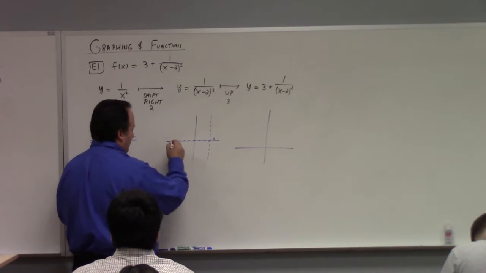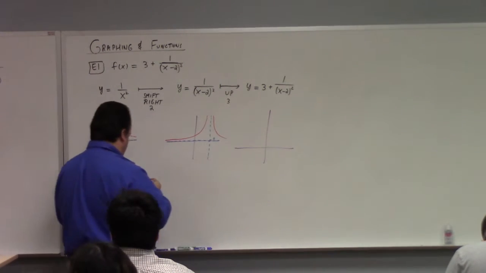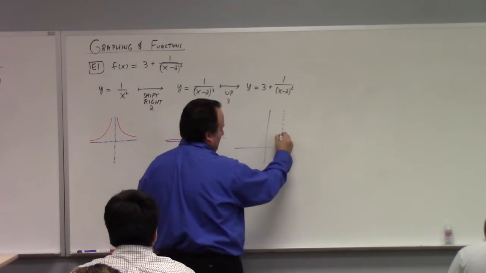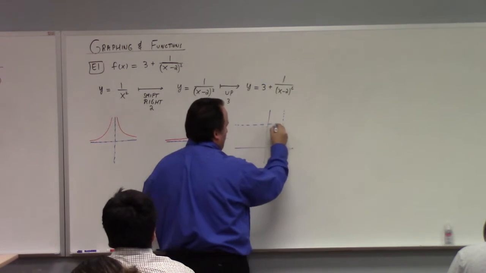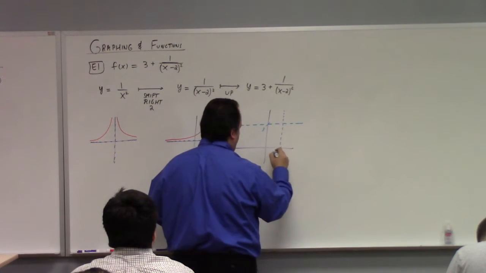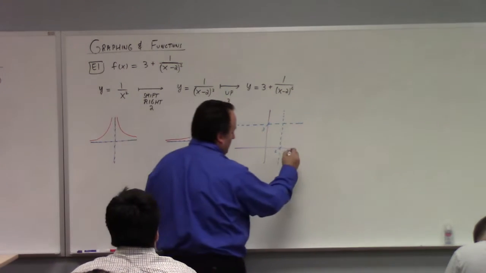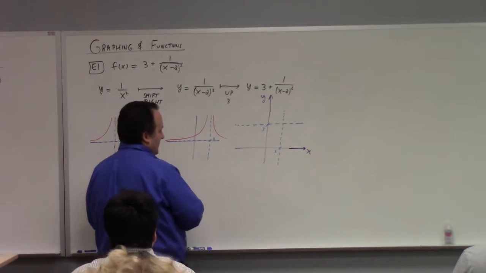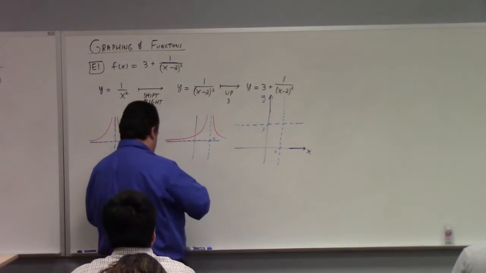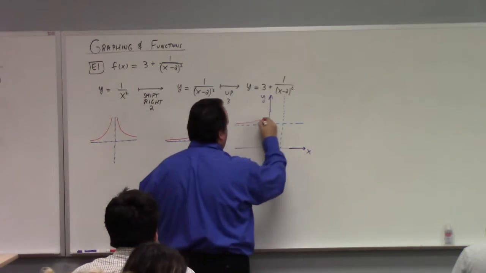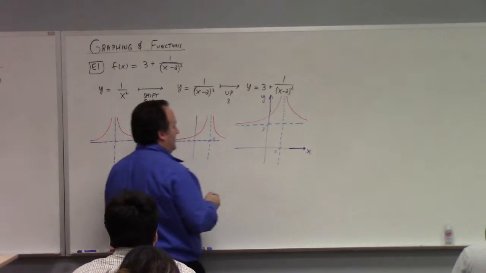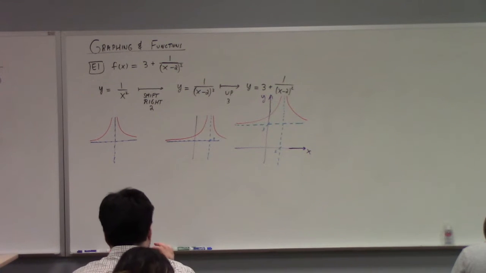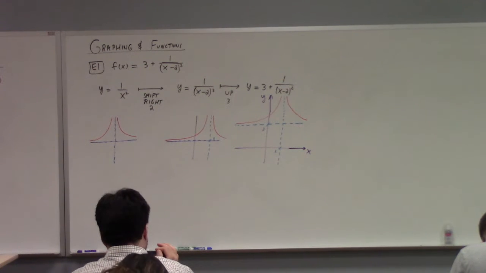The graph then looks something like this, right? And then up 3, well then my vertical asymptote stays put at 2, but my horizontal asymptote moves up to here. And as such, I've got myself a somewhat okay graph of this function that looks something like this. So there you go. There's a graph of this function using transformations of graphs. This is what we did last class, right? So just another token example. I just wanted to have this as a point of reference.